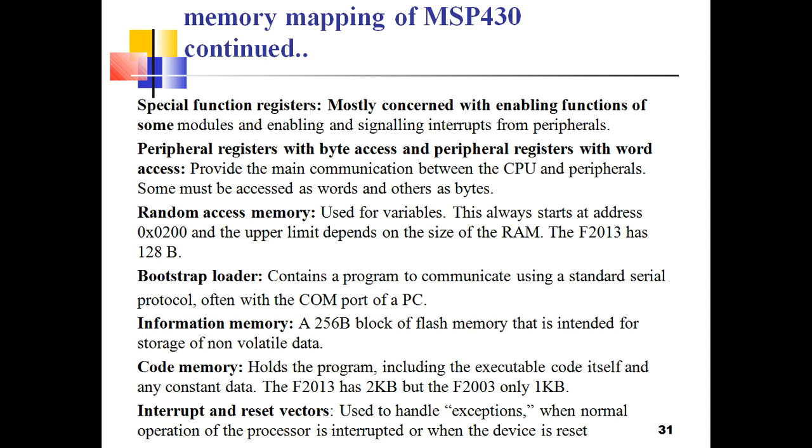F2013 has 2 KB, but F003 only 1 KB. And interrupt and reset vectors are placed after the code memories, used to handle the different exceptions of interrupts and reset vectors which are available in MSP430 when normal operation of the processor is interrupted or when the device is reset.